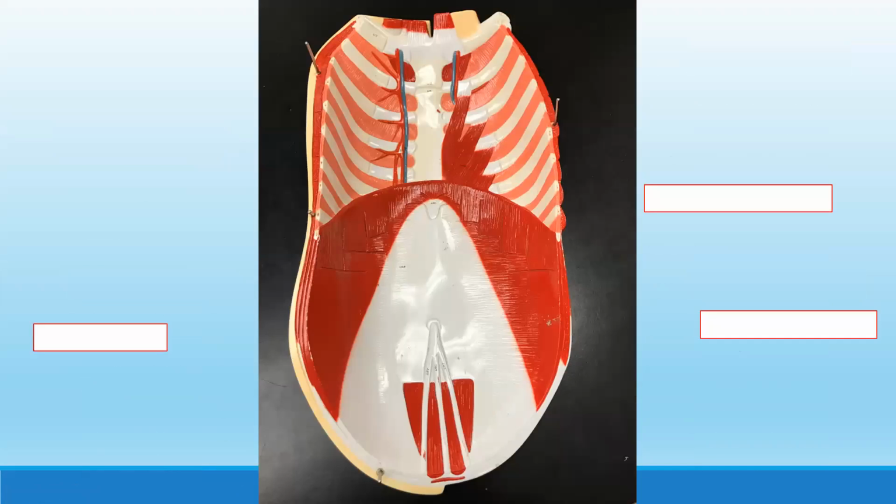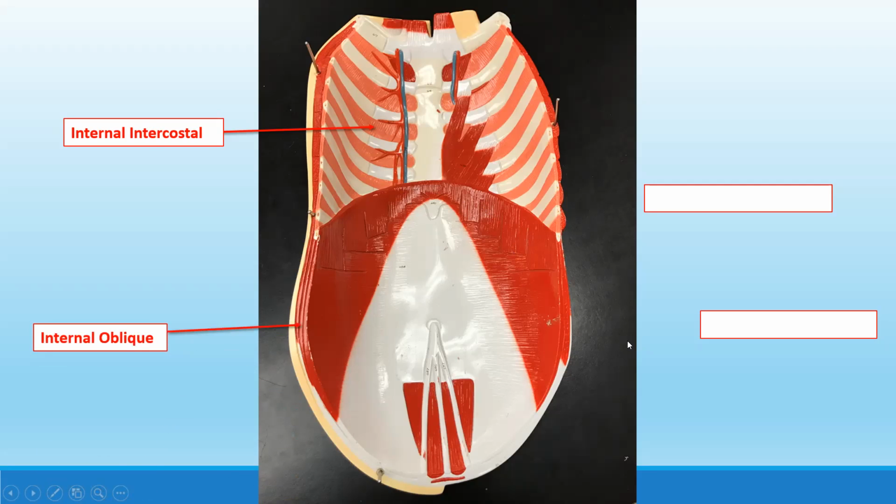Now, the external intercostals and the internal intercostals have muscle fibers that run in opposite directions. The external intercostals' muscle fibers run towards the sternum. The internal intercostals' muscle fibers run away from the sternum. Here we see on the underside the internal intercostals. They also have different actions too. There's our internal oblique. You can see one line of red there, which is all we get to see.